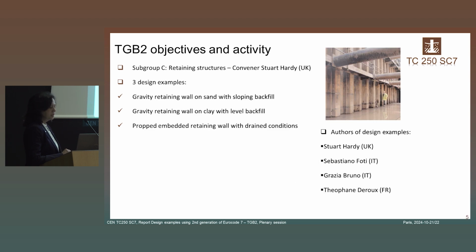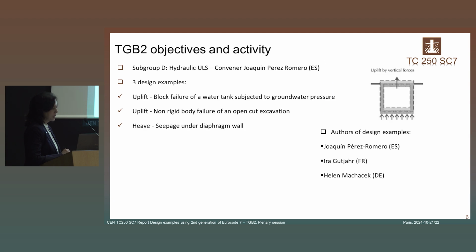For subgroup C, retaining structures, led by Stuart Hardy from UK, they prepared 3 design examples: gravity retaining wall on sand and on clay, the second one on clay, and also propped embedded retaining wall in drained conditions. And here are the names of the 4 people who worked on these examples.